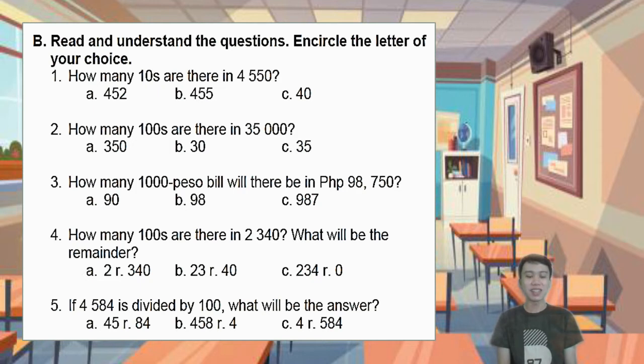C. 987. Number 4. How many 100s are there in 2,340? What will be the remainder? Letter A. 2 remainder 340. Letter B. 23 remainder 40. Letter C. 234 remainder 0. Number 5. If 4,584 is divided by 100, what will be the answer? Letter A. 45 remainder 84. Letter B. 458 remainder 4. Letter C. 4 remainder 584.